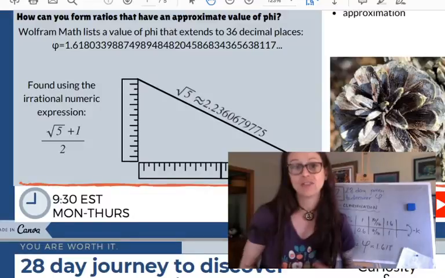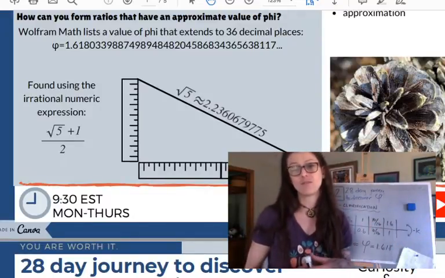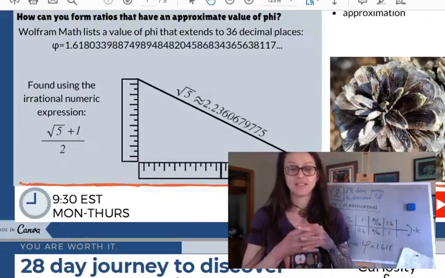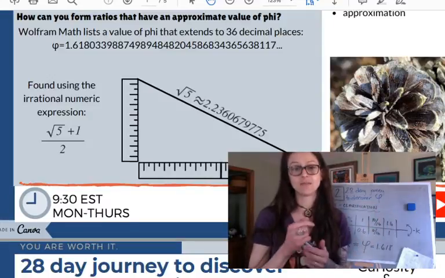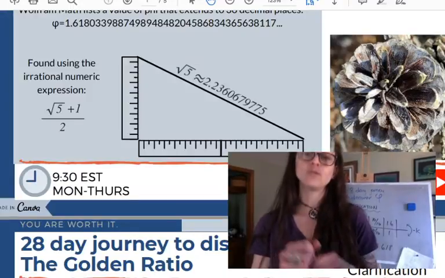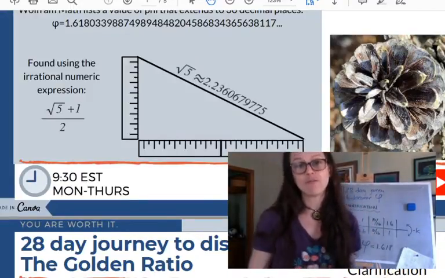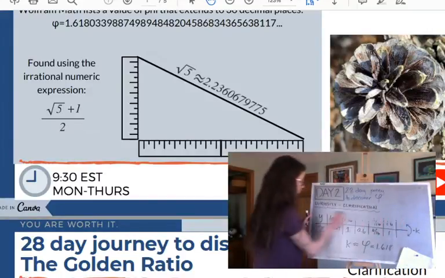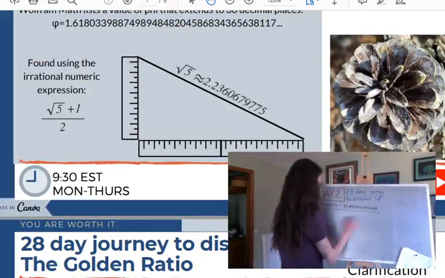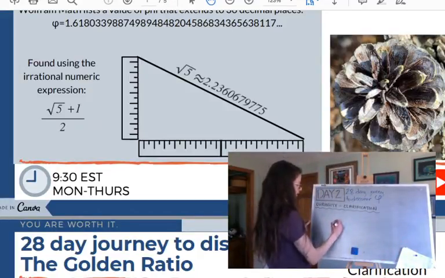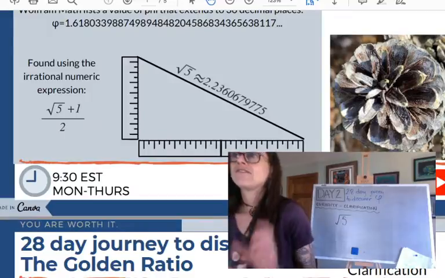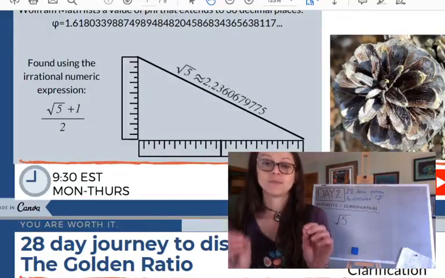If you go to Wolfram Math, you'll see that they have a value of phi up to 36 decimal places from this approximation, and this was a more recent approximation, and more on this later, but the approximation is using an irrational numerical expression. So the square root of 5 plus 1 over 2 is an irrational numeric expression. Okay, so the square root of 5 is irrational because we don't have an exact value for what number times itself gets you 5.